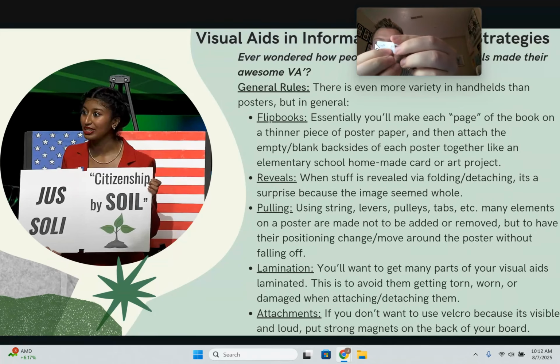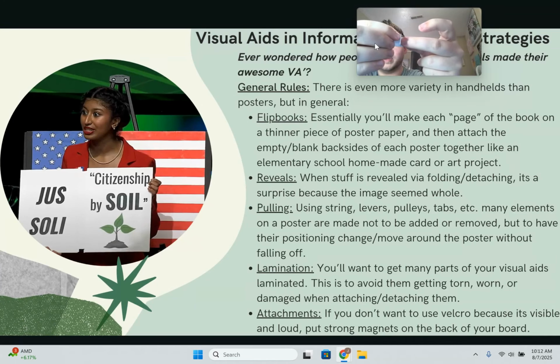But then I can flip over and now there's another part. So essentially, you've made both of your posters, you folded them on the halfway mark, and then you take the blank back sides and you glue them together. And you just keep doing that, gluing the blank back half sides together so that you can flip through until you're done. And you reinforce the back half of the last page on the cover poster on the piece of cardboard. And that's how you make a flip book. It's kind of like an elementary school homemade card or art project.